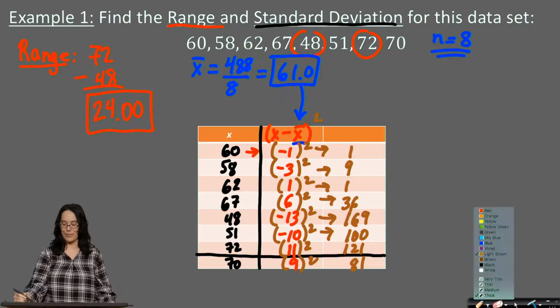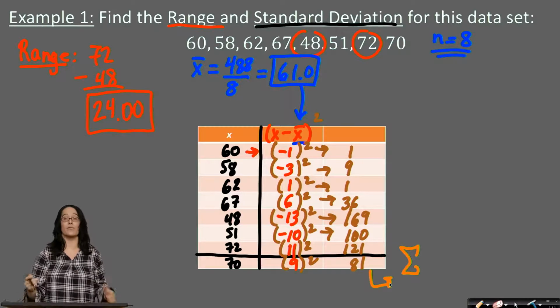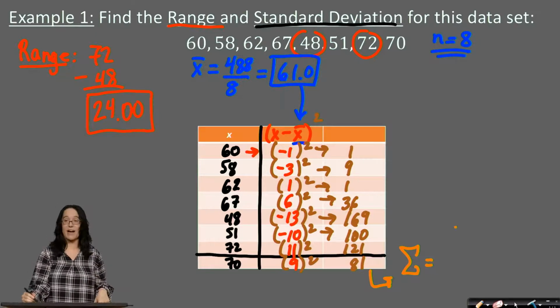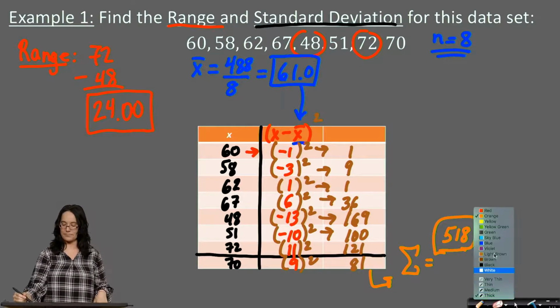Do you remember on your formula? That's right, next up was find the sum. So find the sum of those squared differences. The sum in this case would be 1 plus 9 plus 1 plus 36 plus 169 plus 100 plus 121 plus 81. And when you do that, did you get 518? I hope so.